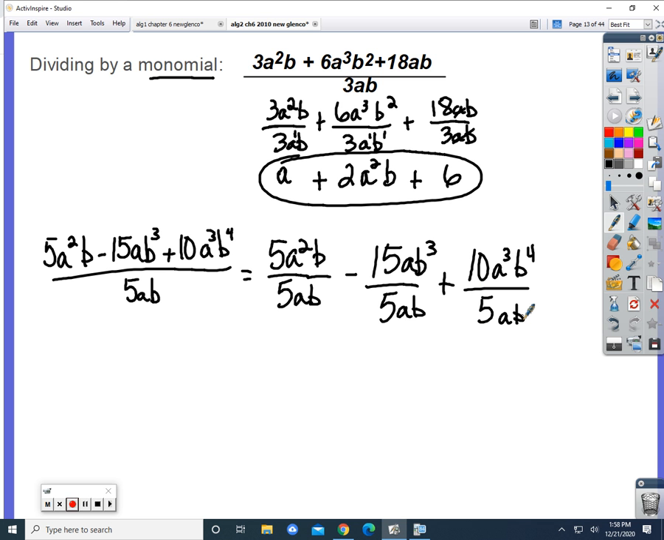Okay, let's reduce. So this one, you're going to be left with an a squared over a the first, but the 5's cancel and the b's cancel. Put the minus here. 15 divided by 5, 3. The a's cancel, and you got b squared. And then this, you get a plus 2. You're going to get a squared, and then b to the third.